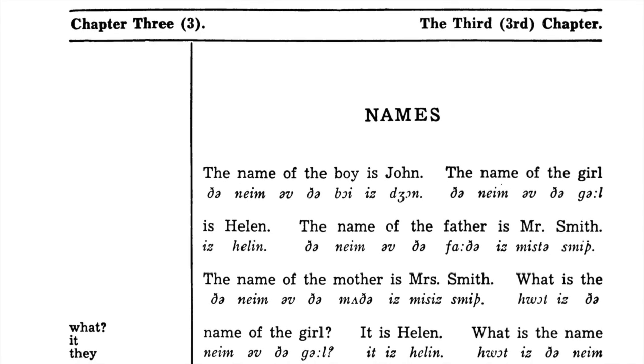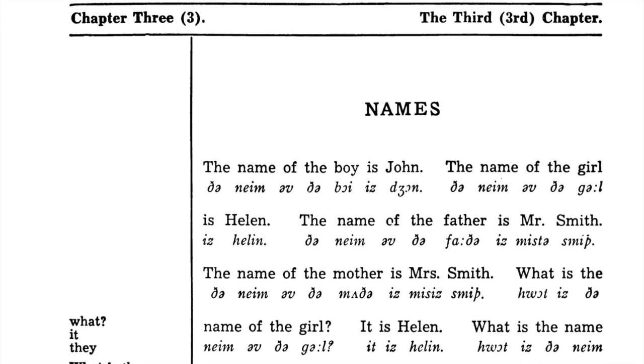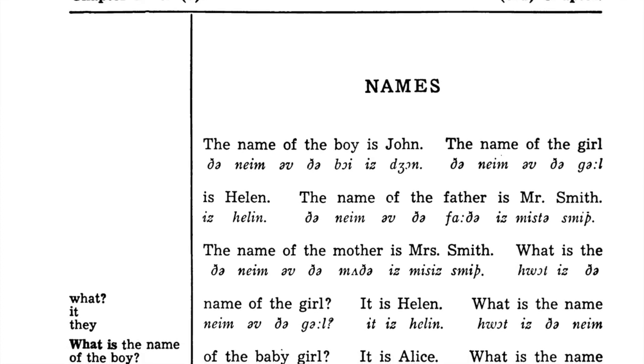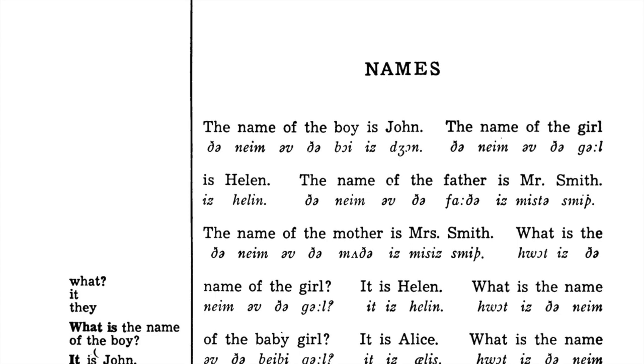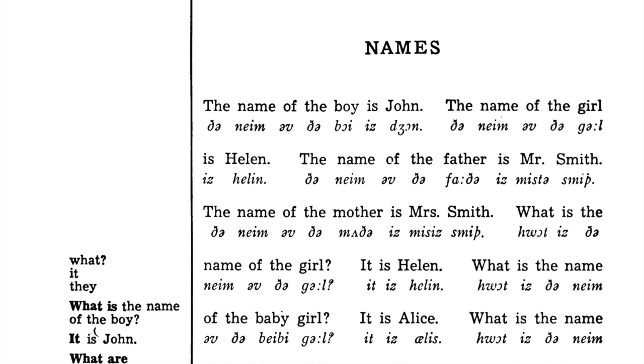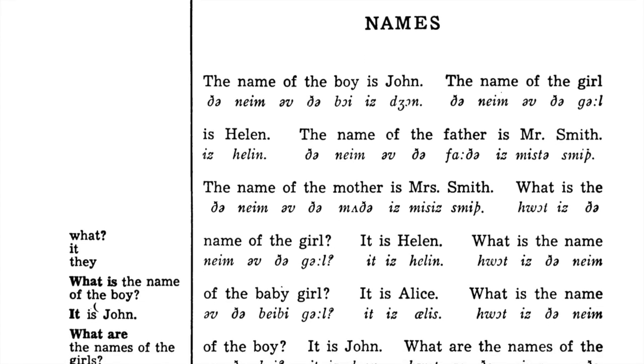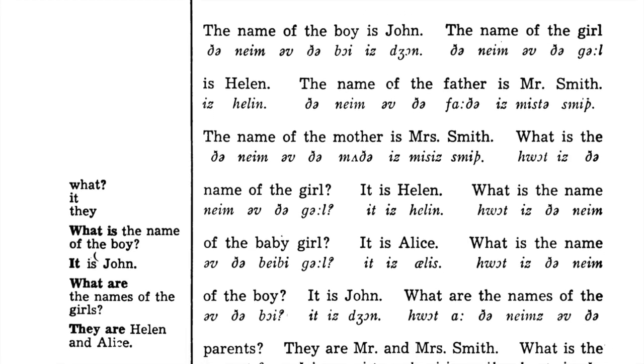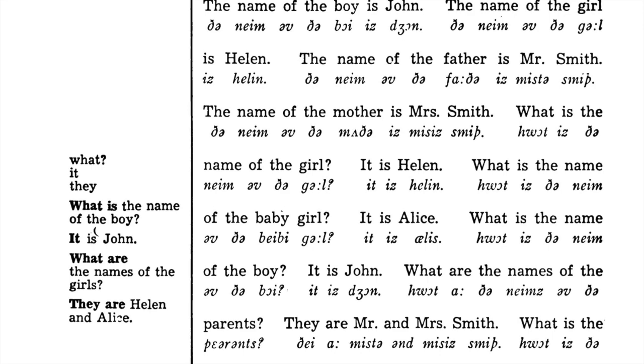Chapter 3. Names. The name of the boy is John. The name of the girl is Helen. The name of the father is Mr. Smith. The name of the mother is Mrs. Smith. What is the name of the girl? It is Helen.